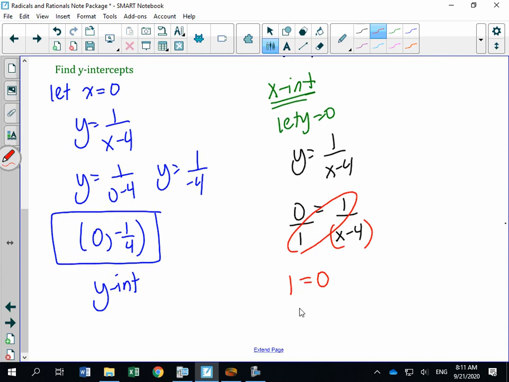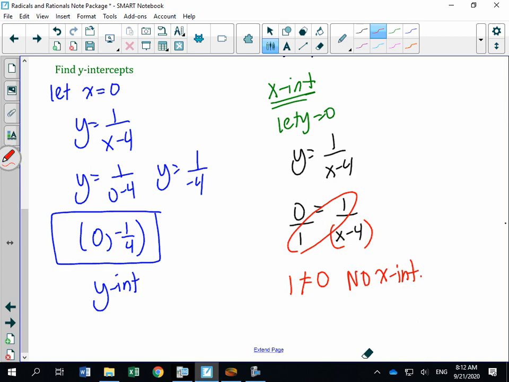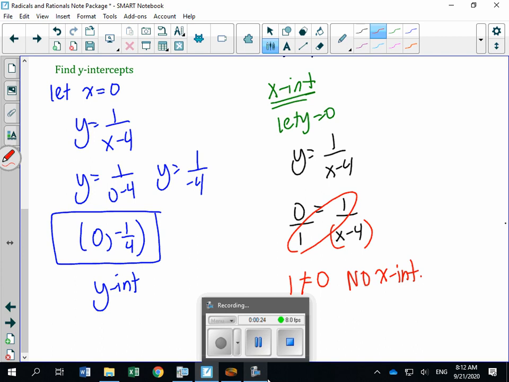So what does that mean? What that actually means is this graph is going to have no x-intercept. If I go to my graph, it doesn't actually have an x-intercept because there's a horizontal asymptote at the line y is equal to 0. So this graph never cuts the x-axis, so we have no x-intercept. That concludes part 2, and then there will be a part 3 for this lesson.